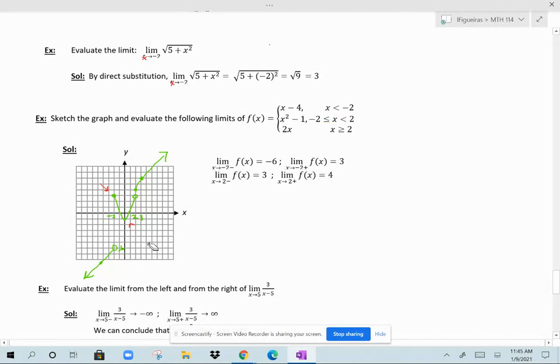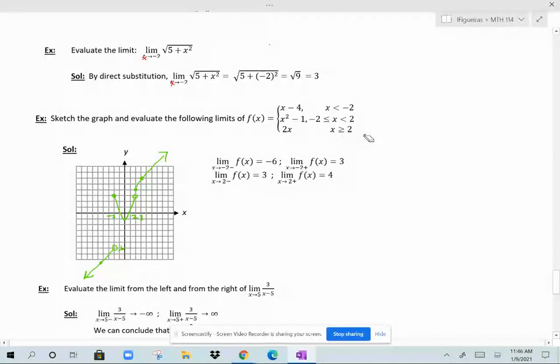And then finally, I'm ready to plot 2x. 2x is again a line. So I plugged in 2 and I get 4. So that's that point. Then I plugged in 3, something greater than 2, and that gave me this point 6. Connect the 2 points going upward and to the right, and that's the line 2x. That's the third piece. So now we can evaluate these limits.